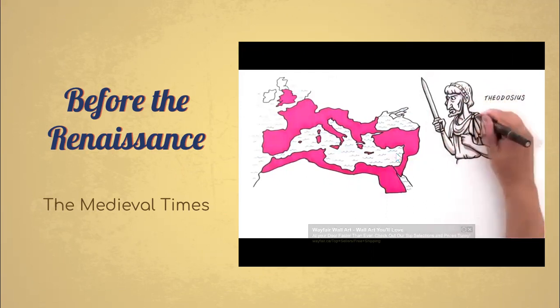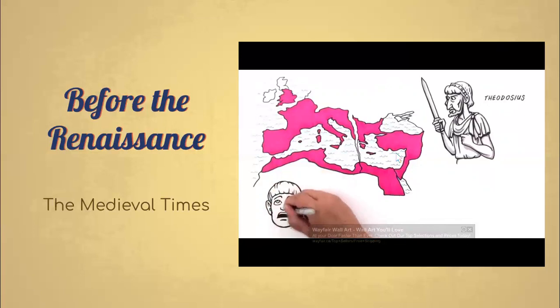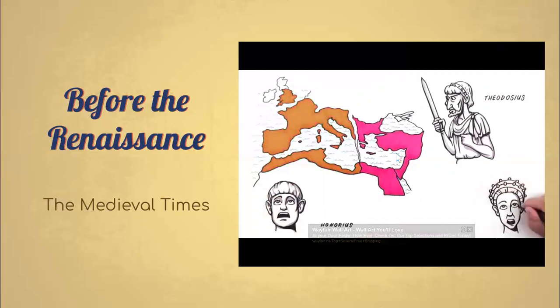Or did it? In 395 AD, Theodosius instead split the empire in half. The western half became the domain of his son, Honorius. We call it the Western Roman Empire. The eastern half was awarded to his son, Arcadius, and became known as the Byzantine Empire. The two kingdoms both considered themselves Roman, though they spoke Latin in the west and Greek in the east.